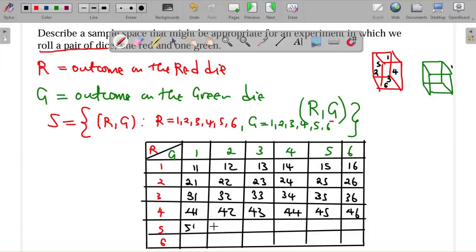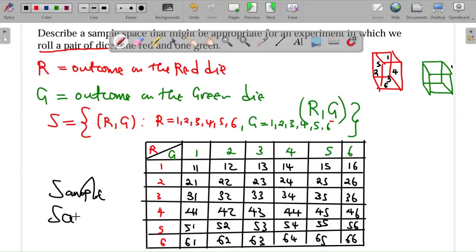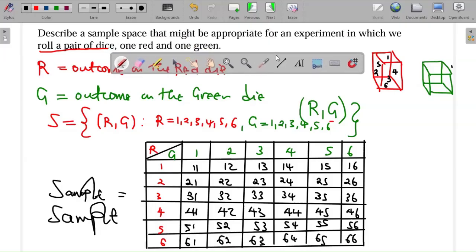This one here will be 5,1, 5,2, 5,3, 5,4, 5,5, sorry, and then 5,6, and then 6,1, 6,2, 6,3, 6,4, 6,5, and then 6,6. Okay, so this one here will be my sample space. So that's how we can easily describe the sample space of rolling a pair of dice, just in table form.